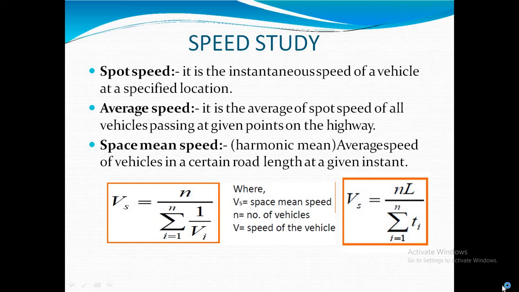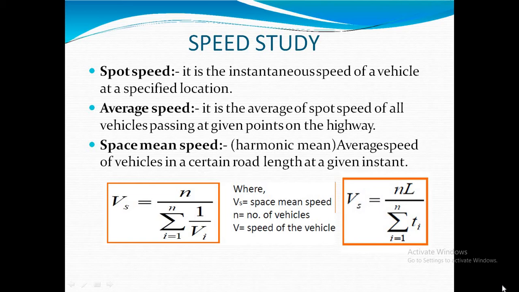And here the spot speed. It means the instantaneous speed of a vehicle at a specified section or location. So in a particular location or at a particular specified section, the vehicular speed at that instant is known as spot speed.